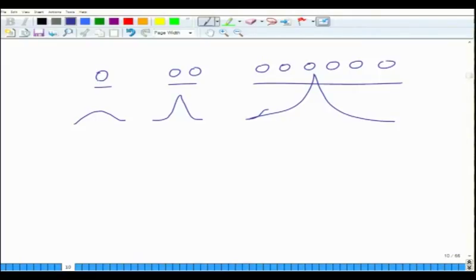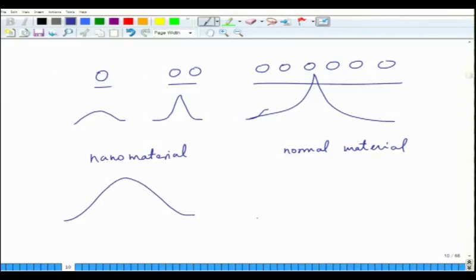So the size of the atom does not matter; the size of the atom is nearly the same as the wavelength of diffraction. But that is what you see. If you have a nanomaterial and if you have a normal material, a nanomaterial gives you a diffraction pattern which has a broad peak, but the normal material gives you a sharp peak. So this is basically the number of slits. The number of slits are increasing.